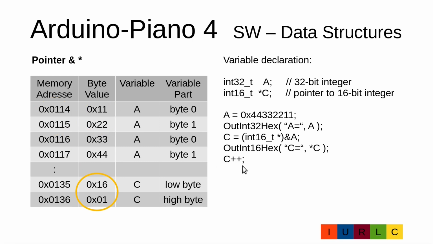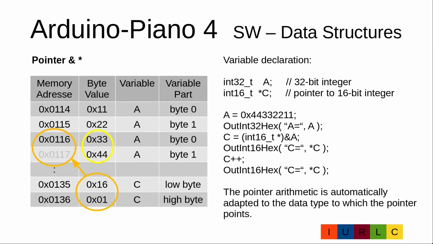The second effect is that when we increase the pointer by 1, it moves not 1 byte, it moves by one 16-bit integer variable, which is 2 bytes. We see it here, we were at 14 and now we are at 16, and 16 is 2 bytes further. And on the next output we get the variable where C is pointing to, and this variable is a 16-bit variable, so we get 4433.